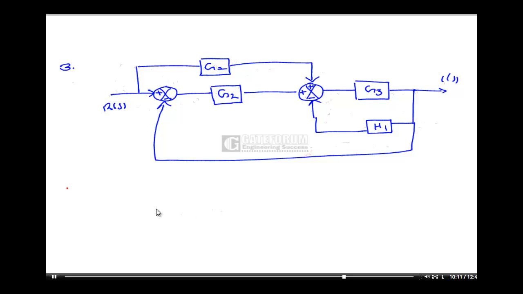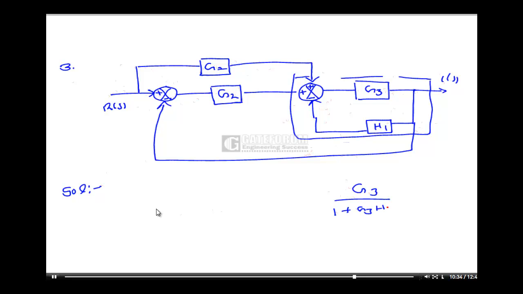Now, directly we need not shift any breakaway point, we need not move any summing point, or we need not move away or ahead any takeoff point. This is one block. Directly I can write for this block as G3 upon 1 plus G3 H1. Okay.